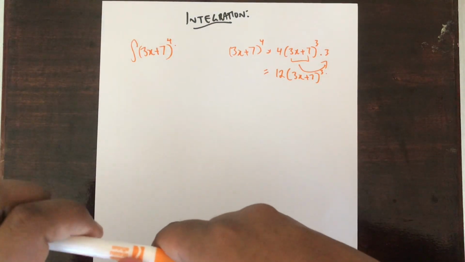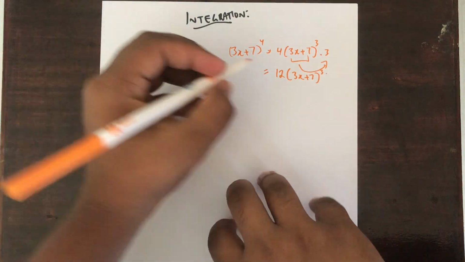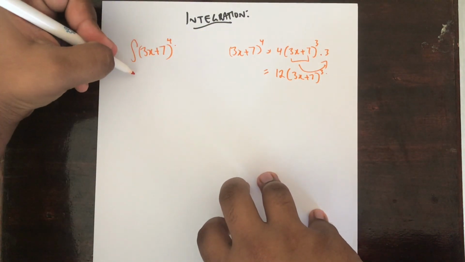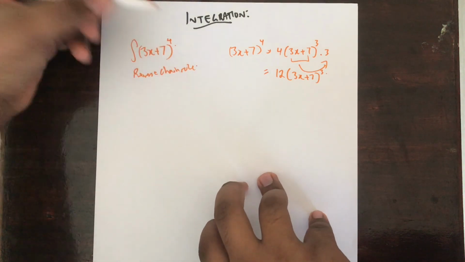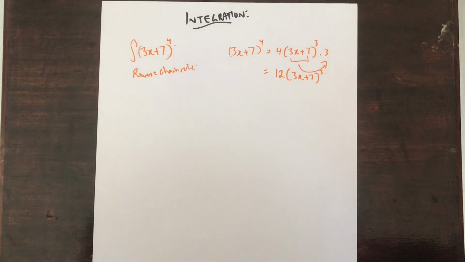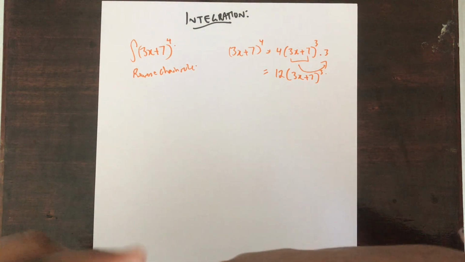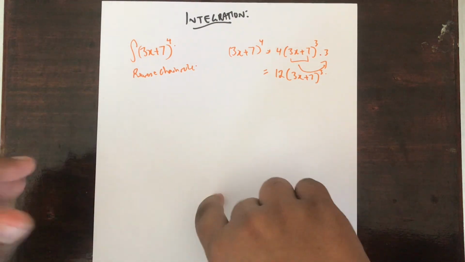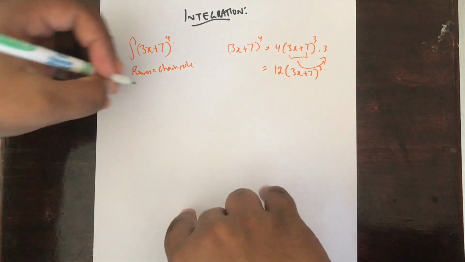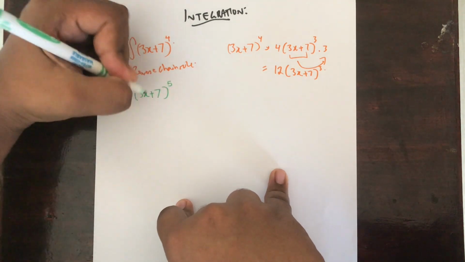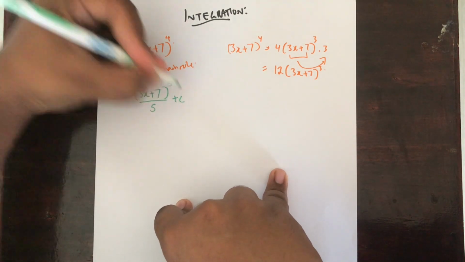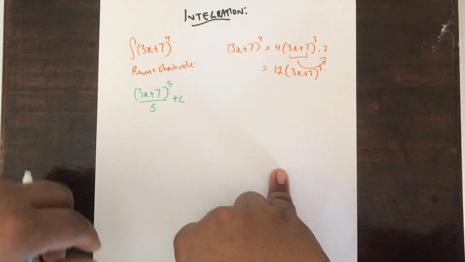For integration, a similar thing applies, but instead of saying the chain rule, we actually use the reverse chain rule. Very similar to the chain rule, but you need to be a bit careful here. For (3x + 7)^4, let's apply the normal rule which we had learned before. That gives you (3x + 7)^5 divided by 5 plus c. That's the normal way we learned, isn't it?